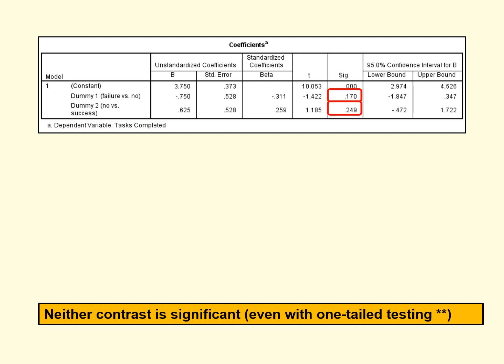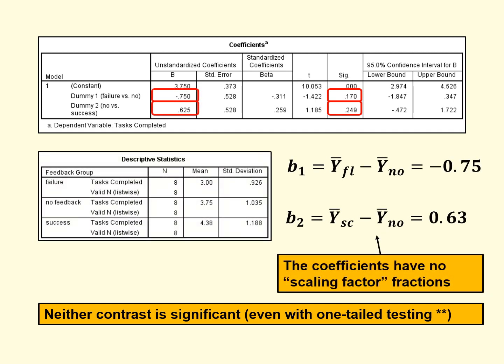You might also notice that if you just look at your descriptive statistics and then plug in values for means, that B sub 1 does in fact equal the difference between the amount of persistence in the failure group and the mean for the no feedback group, and B sub 2 does in fact equal the difference between the mean for the success group and the mean for the no feedback group. And as I mentioned earlier, when we do dummy codes, we don't end up with any sort of fractional scaling factors, so that's kind of cool. Or at least it's relatively easy. It's easier to do just a quick interpretation of what B sub 1 and B sub 2 actually mean.